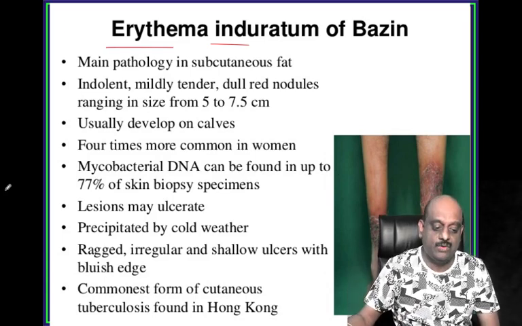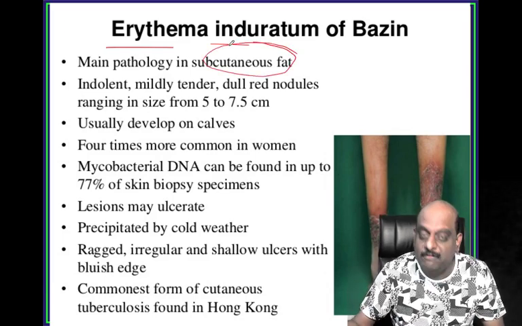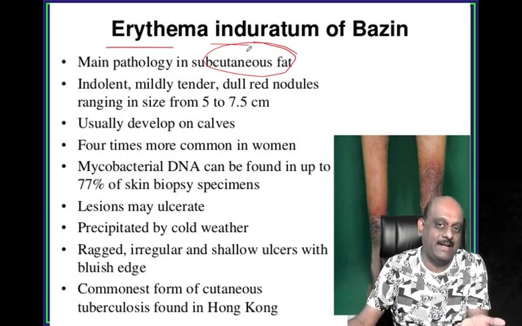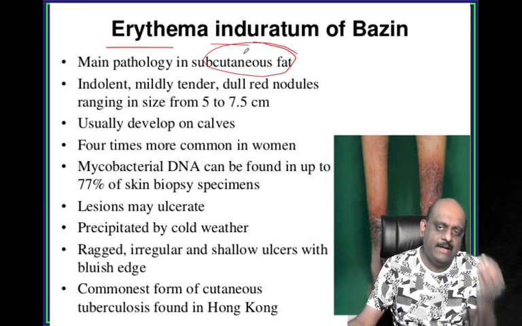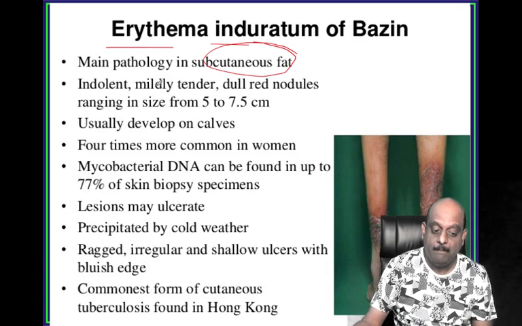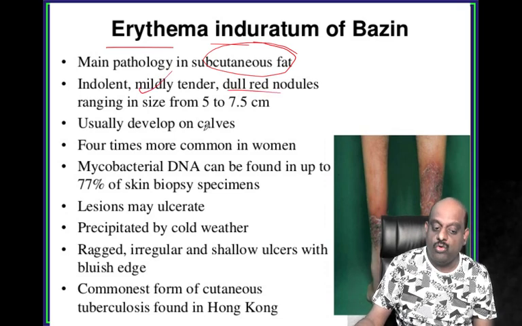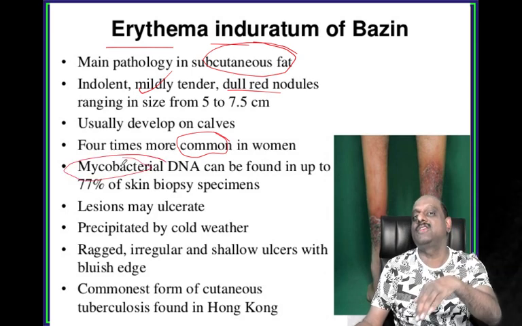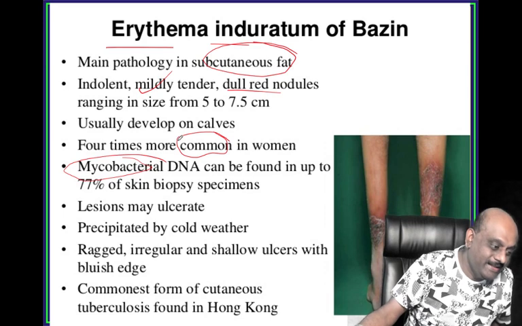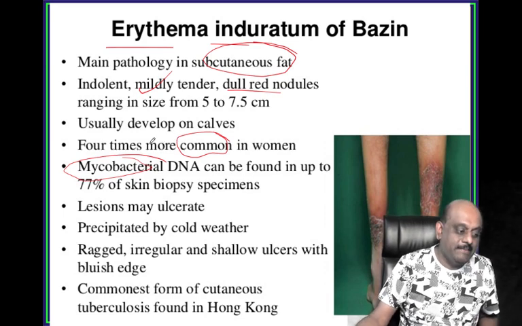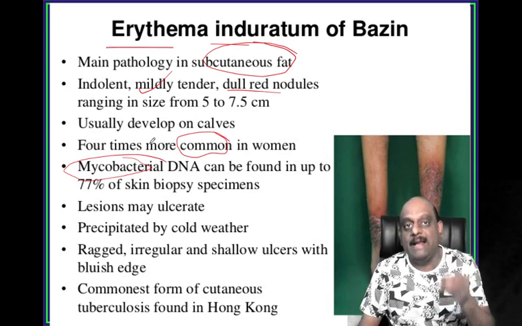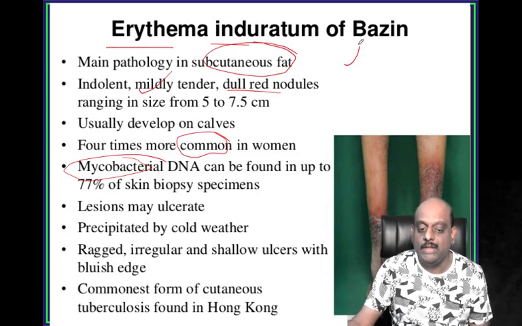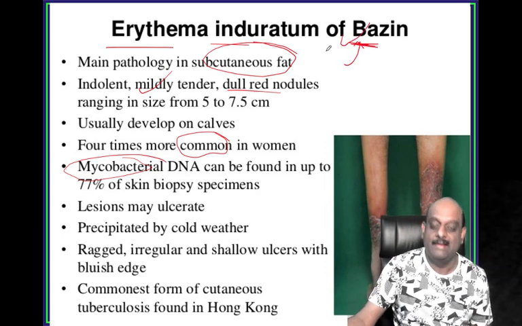It is called Bazin's disease. It is inflammation of the subcutaneous fat. Any erythema is fundamentally panniculitis. But it is only mildly tender, dull red nodules, 4 times more common in women. Mycobacterial DNA is found. When there is a mycobacterial manifestation, it is Bazin.